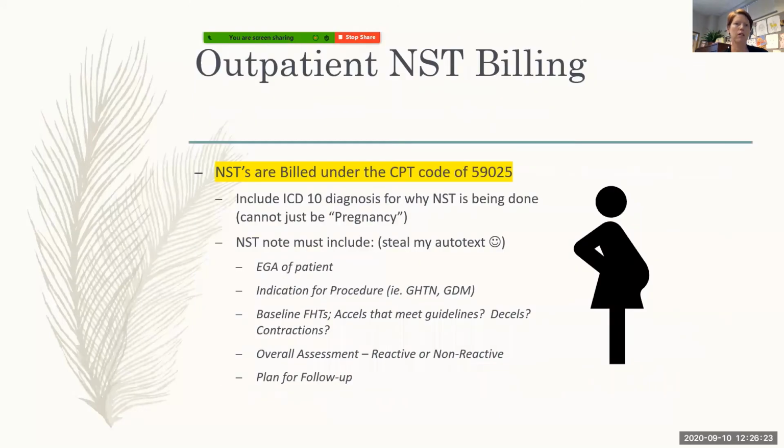And then I wanted to just touch base on outpatient NST billing too. There's a separate CPT code for them, and that's on our super bill, the 59025. The biggest thing is anytime we're billing or coding for an NST, we need to make sure we have the why, and it can't just be pregnancy, because we shouldn't just be doing an NST because they're pregnant. We need to have a diagnosis code. So making sure that your NST super bill has that diagnosis code is really helpful.